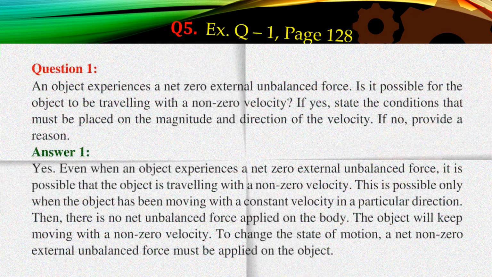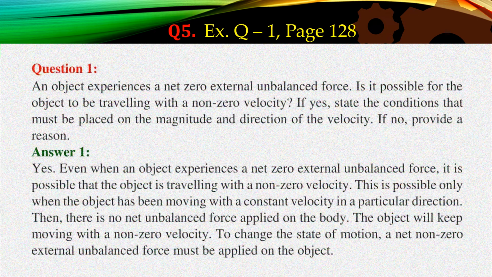Now you can refer page number 128. We are going to discuss some questions given in your exercise. See question number 1. An object experiences a net zero external unbalanced force. Is it possible for the object to be traveling with a non-zero velocity? If yes, state the conditions that must be placed on the magnitude and direction of the velocity. If no, provide a reason.